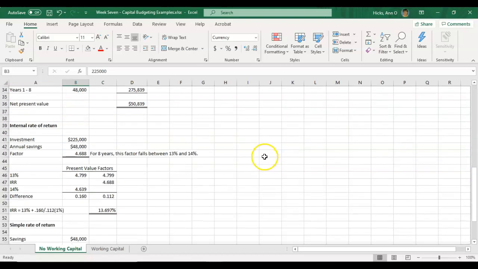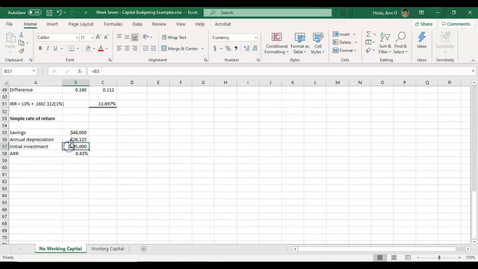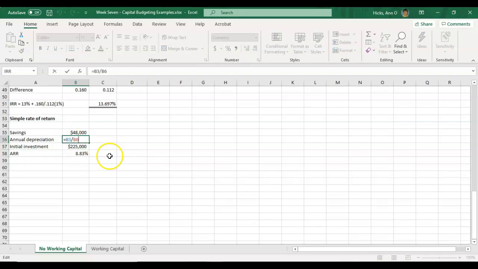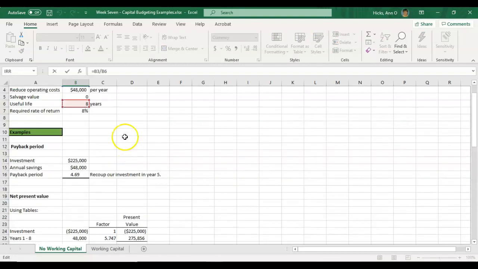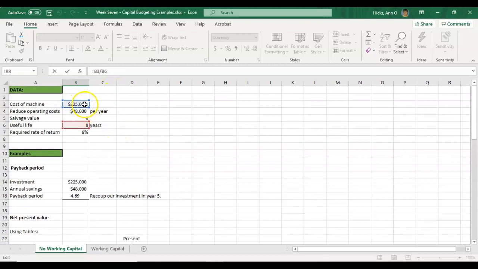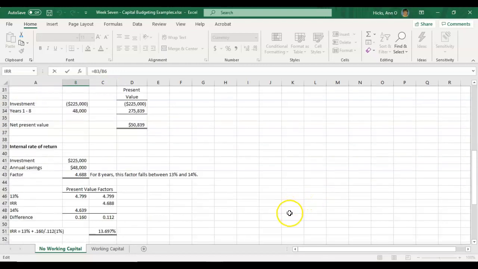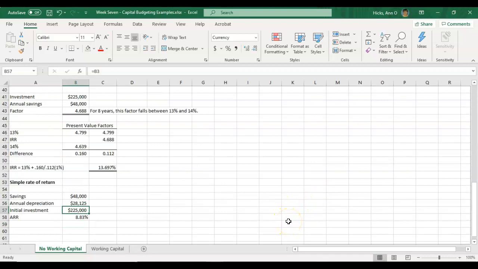We're going to assume straight line over the 8-year period. We already know there's no salvage value. So I've calculated the depreciation here just by taking the investment of $225 by the useful life of 8 years. That gives us $28,000 annual depreciation. The initial investment, of course, is $225.